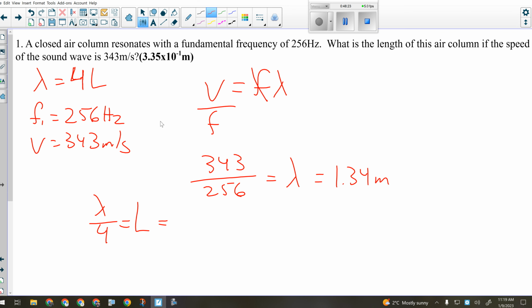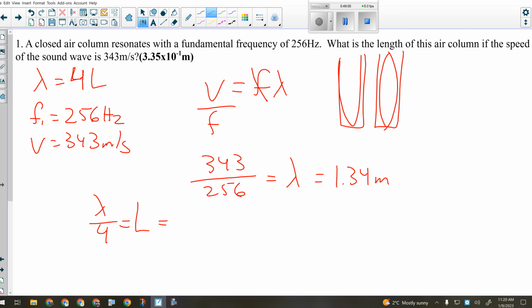Now, for this particular column of air, its fundamental frequency was 256 hertz. What's the next frequency I would hear? It would be 256 times 3. Remember, this is a closed air column. Right now we're hearing that waveform. F2 doesn't make any sound. I wouldn't hear anything.